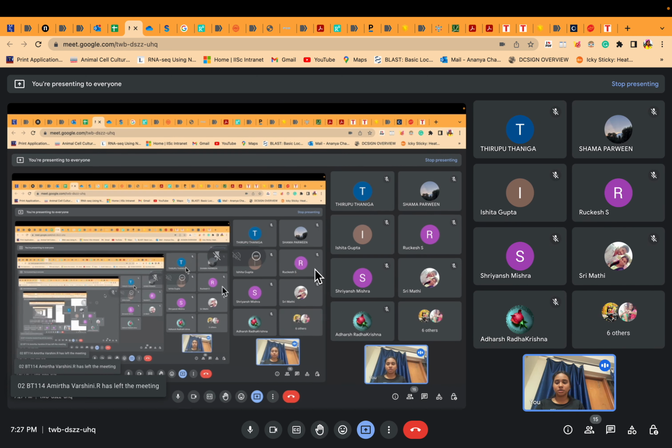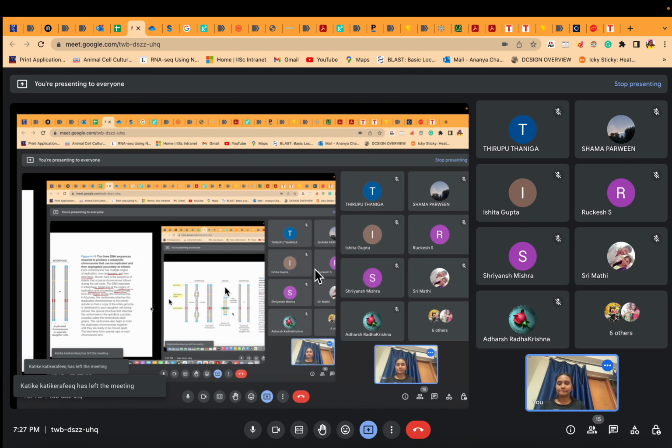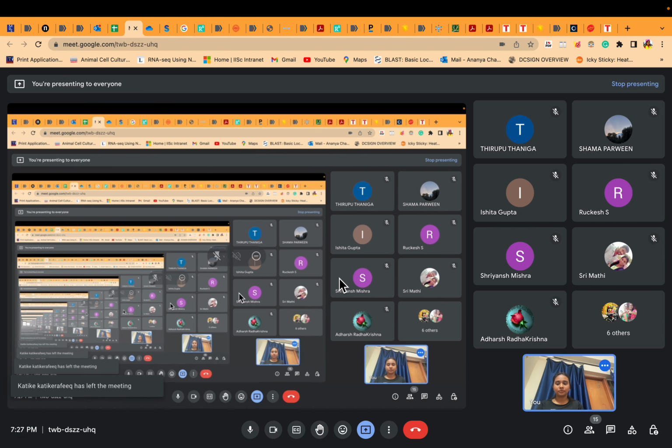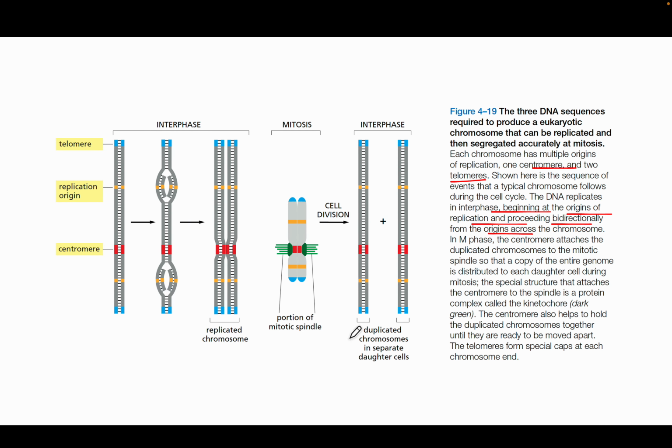Is there any question? Okay, so in M phase, the centromere attaches the duplicated chromosome to the mitotic spindle, so that a copy of the entire genome is distributed to each daughter cell during mitosis. The special structure that attaches the centromere to the spindle is a protein complex called the kinetochore.